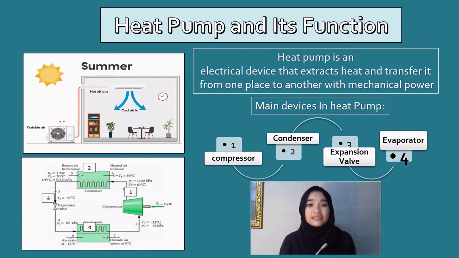For example, the compressor and the expansion valve convert the high pressure and high temperature into low pressure and low temperature. And then the condenser and the evaporator will extract heat from the system to the surroundings, and from the surroundings to the system, to maintain the temperature.